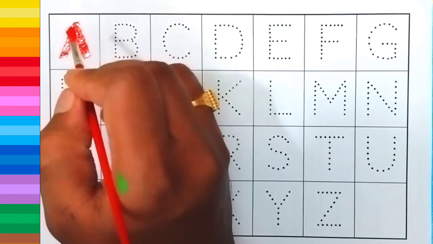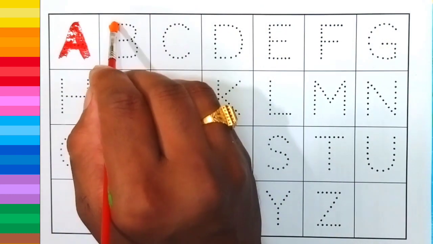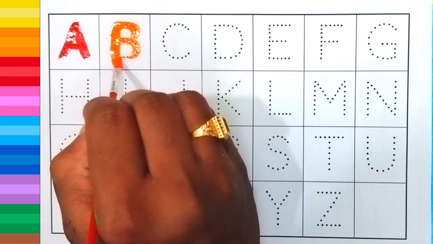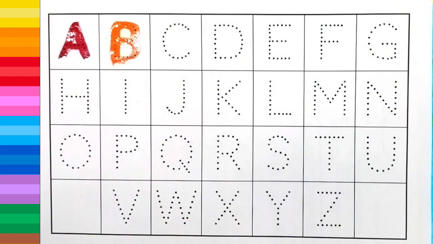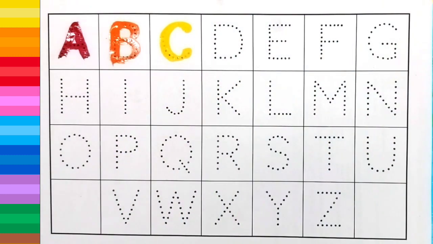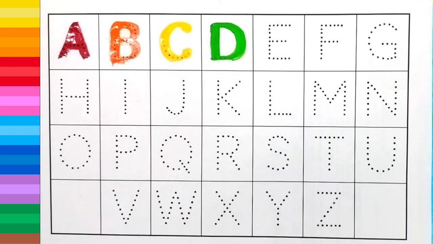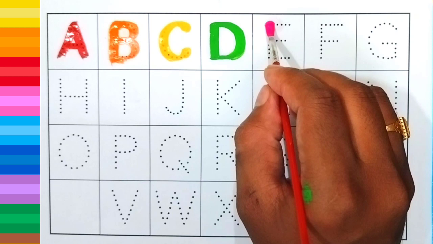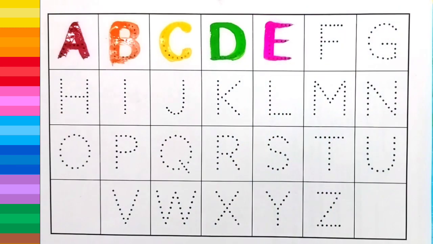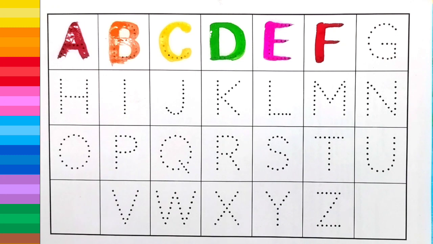A for aeroplane. B for butterfly. C for candy. D for doll. E for egg. F for flower.